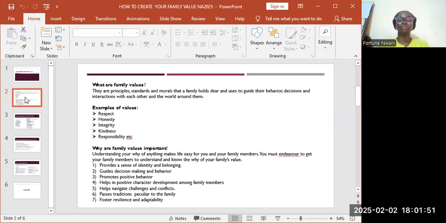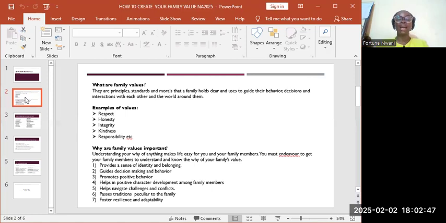So I want to start by defining and giving examples. So what are family values? They are principles, standards, and morals that a family holds dear. So what are the things that you hold dear? And these things that you hold dear, they guide behavior, they guide the decision, and how family members interact with each other. So you hear people say that, oh, I don't like people that tell lies. So it means that honesty is your value. And if honesty is your value, it means that you yourself will not be found telling lies or supporting someone telling lies, because it is what you have that you will give, right?